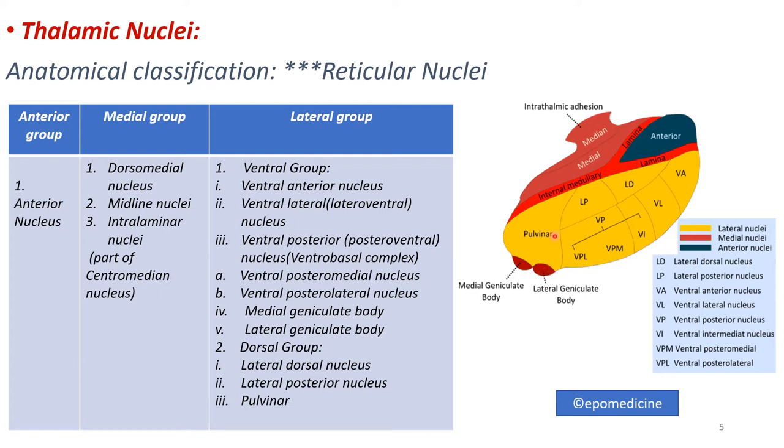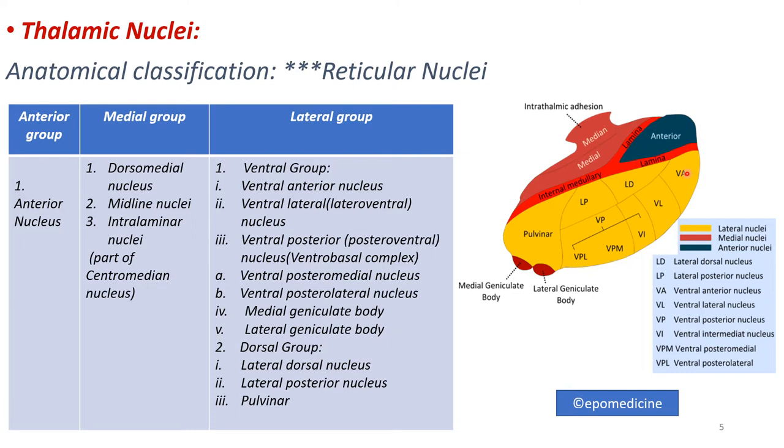Then we have the dorsal group. The lateral group has the dorsal group nuclei also. Here we have three nuclei: the lateral dorsal, the lateral posterior, and then the pulvinar, which is a posterior flattened portion of the thalamus. Once again, I repeat, we have the anterior nucleus in the anterior group. We have the dorsomedial nucleus, then the midline nucleus, then the intralaminar nucleus in the medial group. And we have the ventral group nuclei and the dorsal group nuclei in the lateral group.